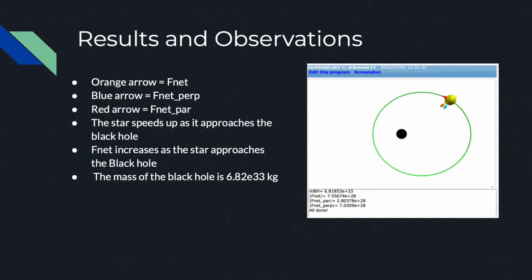Results and observations. The orange arrow is Fnet, the blue arrow is Fnet perpendicular, and the red arrow is Fnet parallel. The star speeds up as it approaches the black hole. Fnet increases as the star approaches the black hole. The mass of the black hole is approximately 6.82 × 10^33 kilograms.